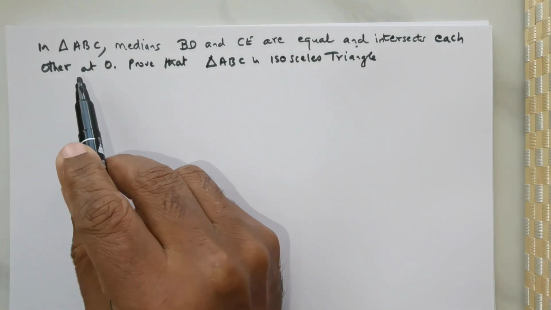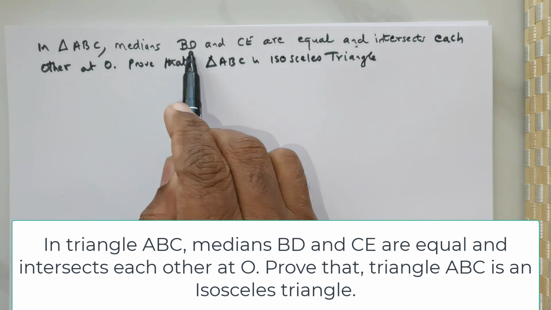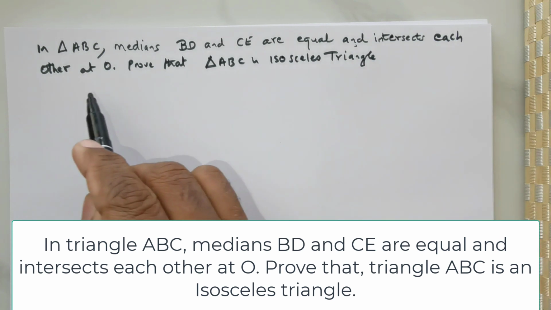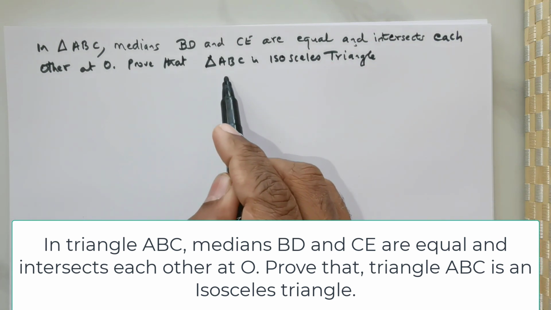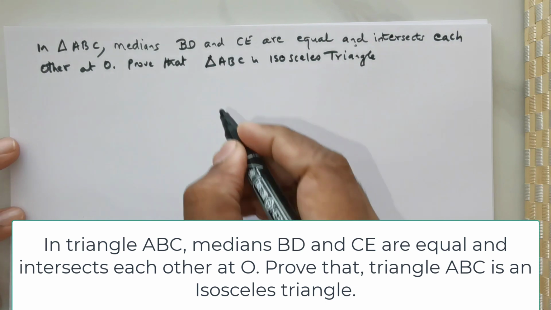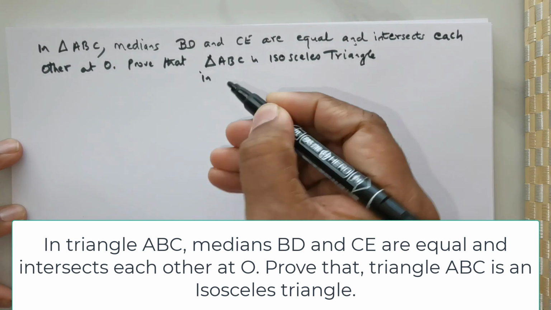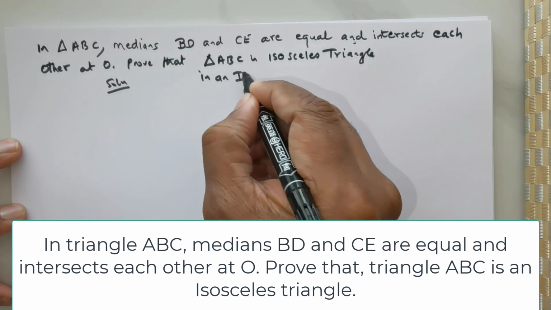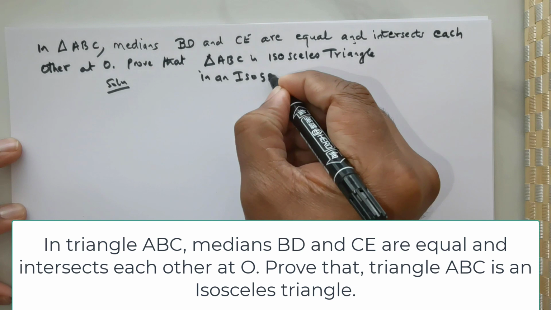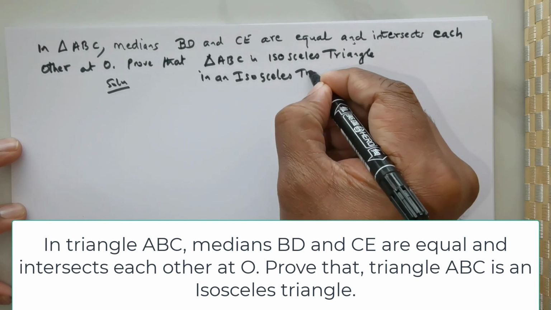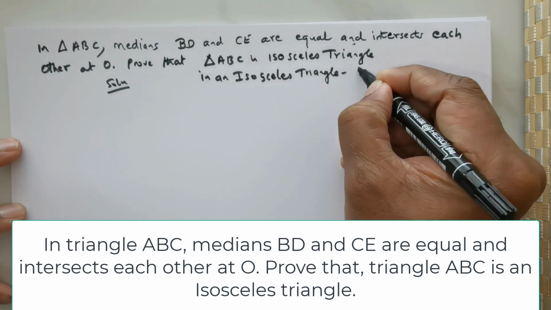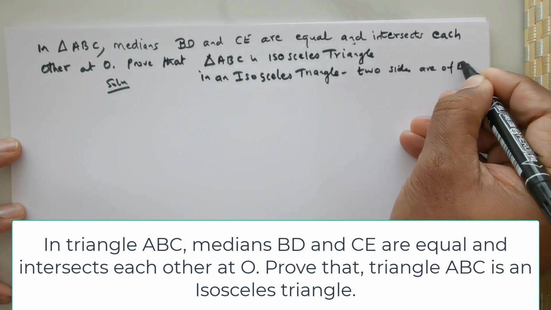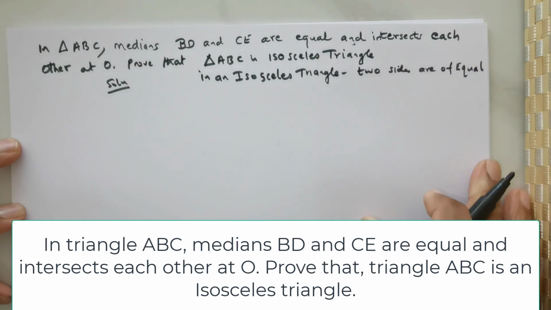Students, we have a beautiful question. In triangle ABC, medians BD and CE are equal and intersect each other at O. Prove that triangle ABC is an isosceles triangle. So in an isosceles triangle, we have to state this. So let me start the solution like this. In an isosceles triangle, two sides are equal or of equal length.